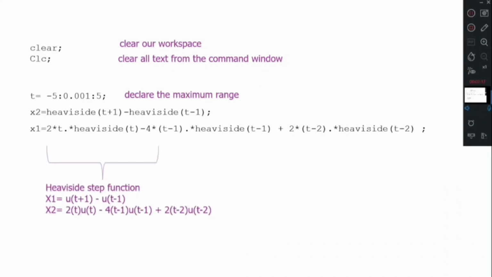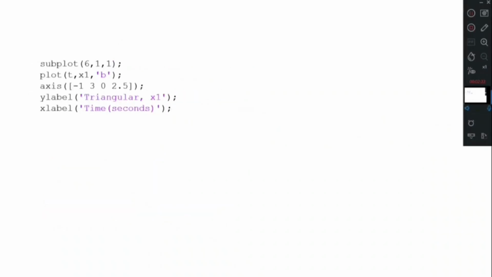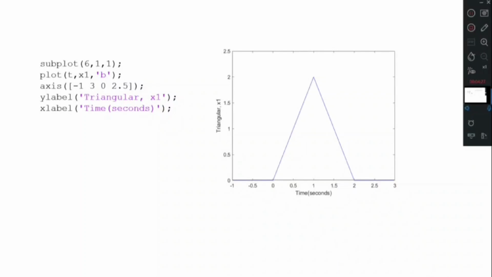After having the function of the graph, now we plot it. The first line is subplot 611. The next line we use the plot function. Next is axis. The next 2 lines are the y label and x label functions. Therefore, a triangular graph with all the elements inserted will be produced. Then, we plot the rectangular graph in the same way.